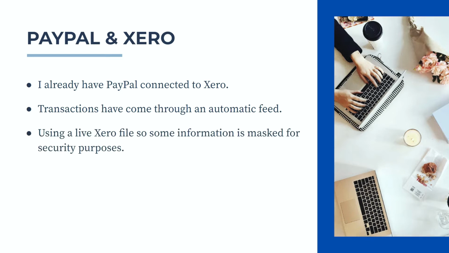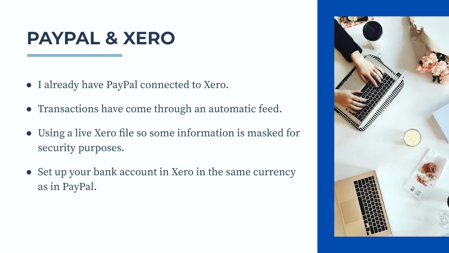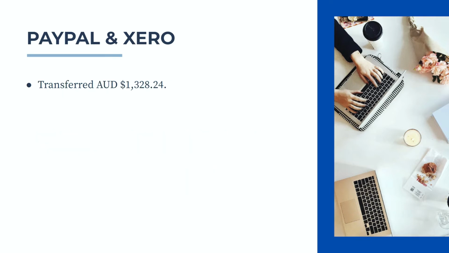Also, I'm using a live Xero file. These are real transactions, so some of the information is masked for security purposes. Okay, so when you set up your bank account in Xero, you need to make sure that you set it up in the same currency that you've got in PayPal. So both of mine are in Australian dollars. If you have set them up in currencies that don't match, then this won't work.